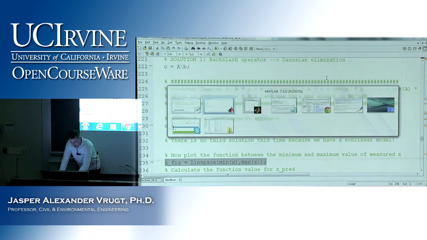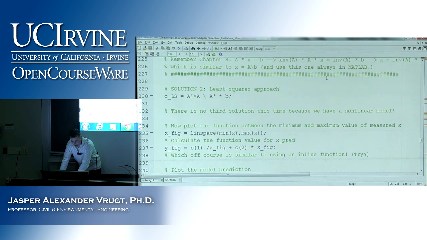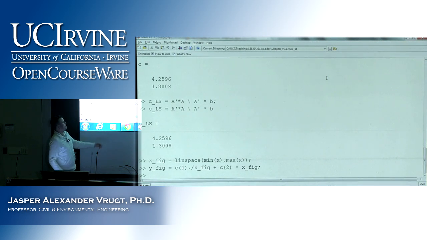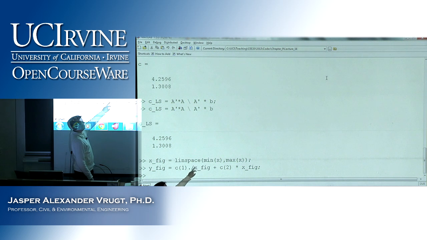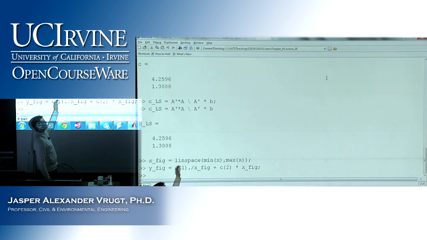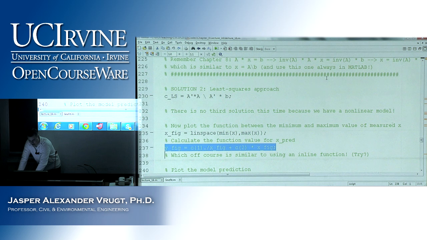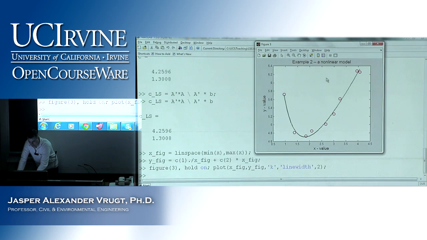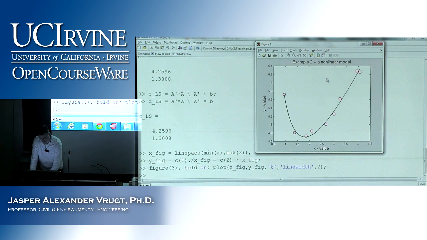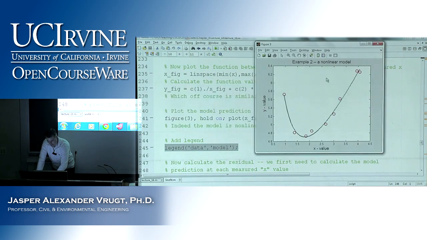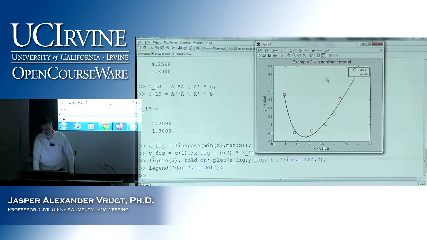Now let's plot our function fit. First create some x values between the minimum and maximum x value that we measured, in 100 different values. And now I simply predict the y values. Remember, the function was 1 over x times C1, which is equal to C1 divided by x, plus C2 times x. So now I have my x values that I'd like to plot with corresponding y values. That's why I call it x underscore figure. So now, this is the fit. And I can add a legend. And you see, this is how it looks.